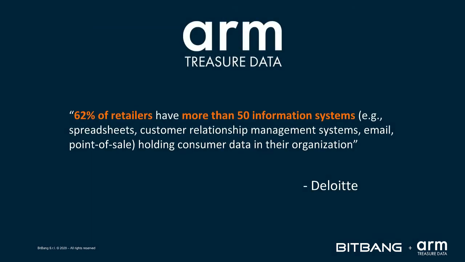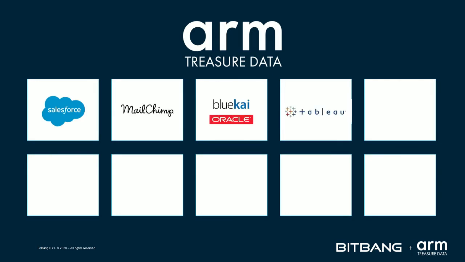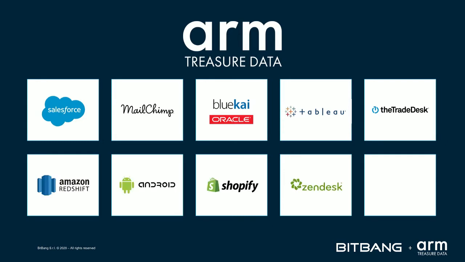There was a recent study done by Deloitte saying that most retailers have more than 50 information systems holding customer data in their organization. Now, at first glance, 50 sounds like a lot, but we can easily rattle off about 10. There's CRMs, email service providers, DMPs, business intelligence tools, DSPs, data warehouses, mobile devices, e-commerce, customer service, IoT devices, and even beyond that, there's things like point of sale, CMS, surveys, loyalty programs. I mean, it's an endless list of customer data sources, because data-driven marketing requires companies to always collect customer data whenever at all possible.